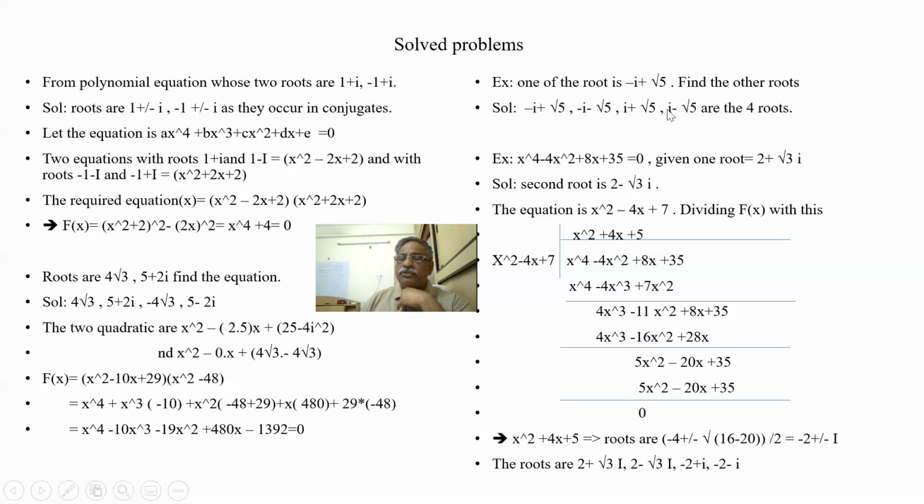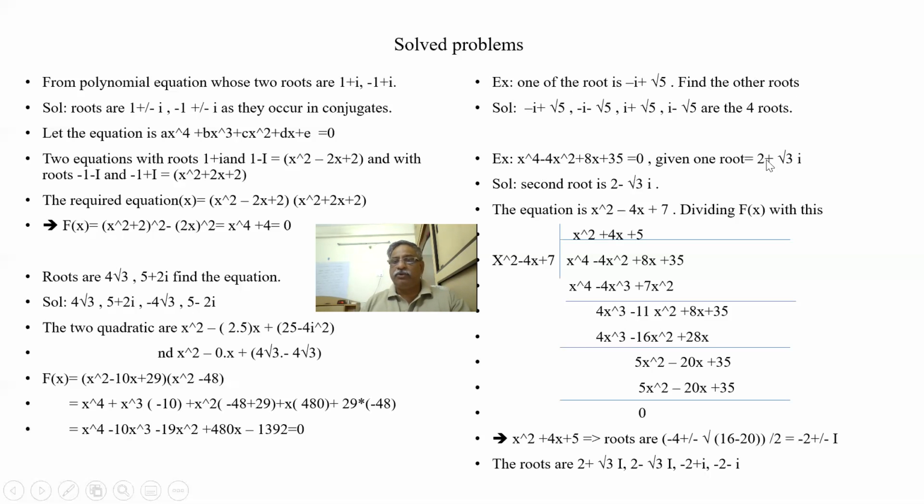How did we get 4 roots? Root 5 minus i should have root 5 plus i. Since root 5 is there, we should have minus root 5 also: i minus root 5 and minus i minus root 5. So once we get these 4 roots, you can solve the problem.